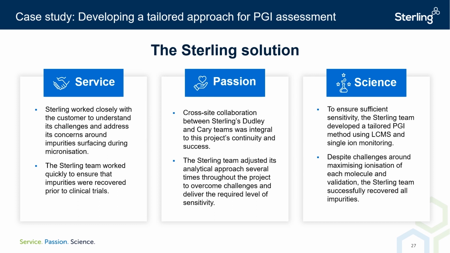Eventually, all impurities recovered in a limit test. The material was micronized in 2 parts. All PGIs were below the limit set by the customer. Overall, the project was deemed a success. The micronization produced the desired particle size for the material while maintaining PGIs below the set specification limit for the daily dose the customer required.